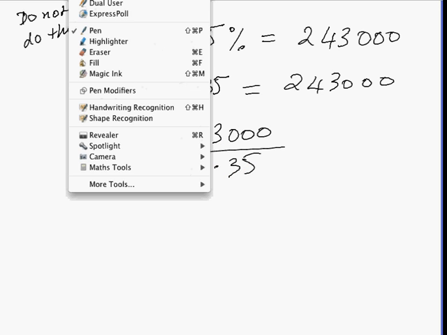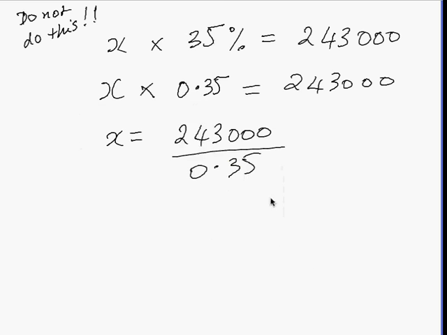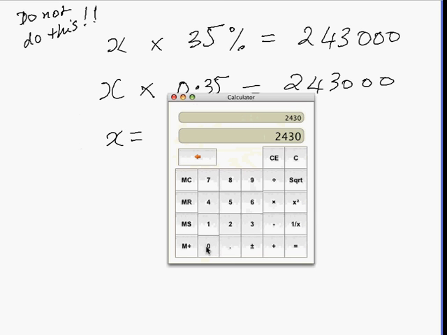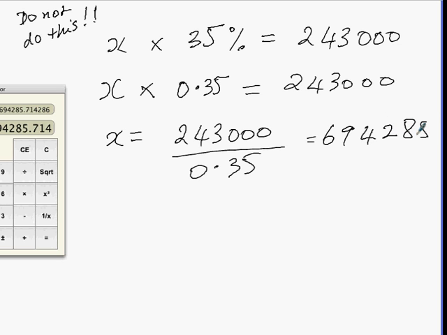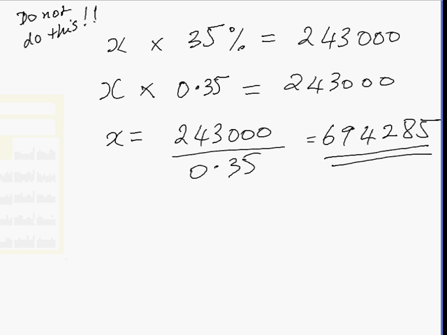If you do that, 243 divided by 0.35, right, you get something like 694,285. Now think about it. How can the original price be 694,285 pounds when the new price is 243,000 pounds? It doesn't make sense. Yeah? So do not do this.